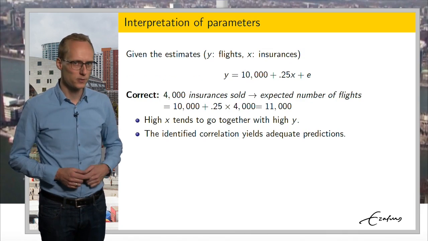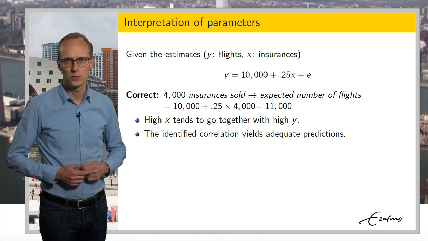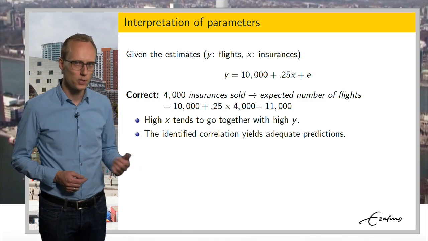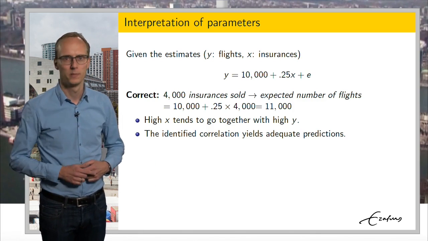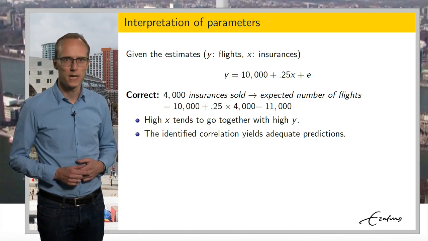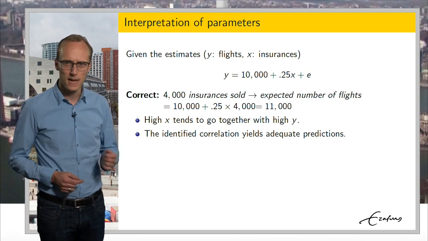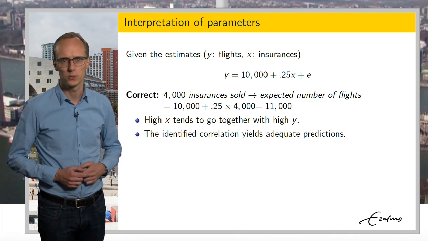It is correct to use the estimates to make predictions. The positive coefficient indicates that many sold insurances goes together with many flights. Note that this statement merely relies on a correlation. The found positive correlation can be used to make adequate predictions.